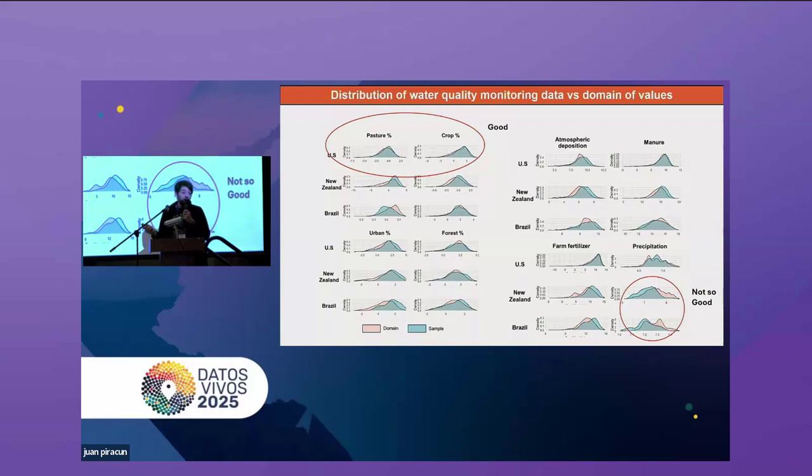The water monitoring data that we are using to calibrate these models is not about the spatial resolution of the data sets, but about how well the monitoring stations are actually representing the domain of the different environmental variables that we are using to develop these catchment models. So very good in the US, not so good in some areas of Brazil and New Zealand, for example.